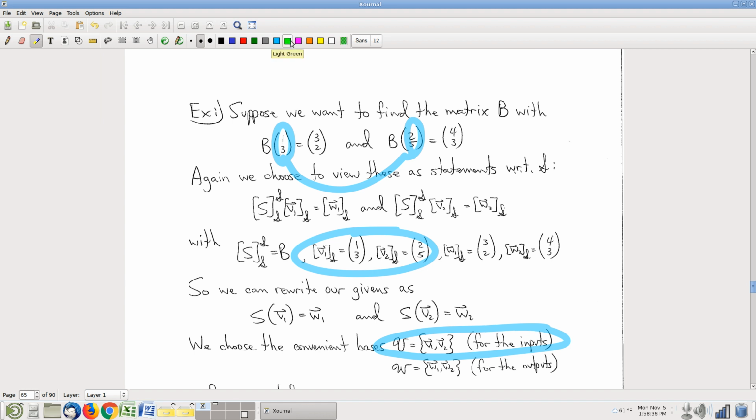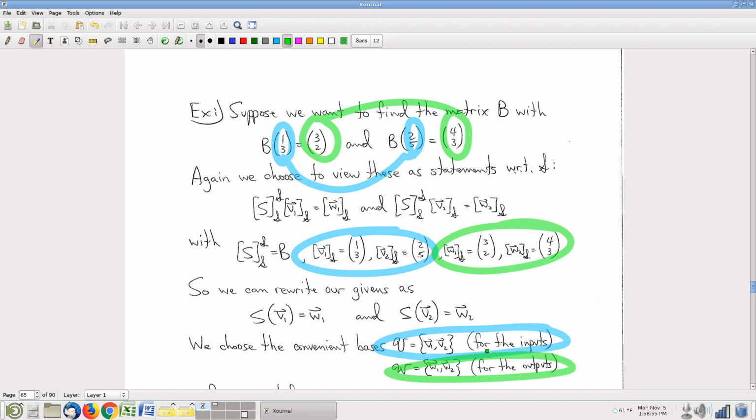Now, the outputs. Whatever basis I choose for my target, I'm going to have to represent the images of the transformation with respect to that target basis. What basis makes it easy to talk about (3, 2) and (4, 3)? Well, how about the basis consisting of (3, 2) and (4, 3)? Right, chosen for maximum convenience, maximum sort of effortlessness. Those outputs, (3, 2) and (4, 3), are really easy to write in terms of (3, 2) and (4, 3). Okay, so you make those choices.